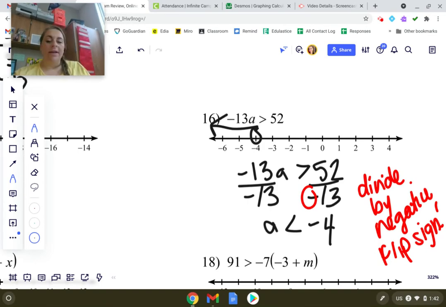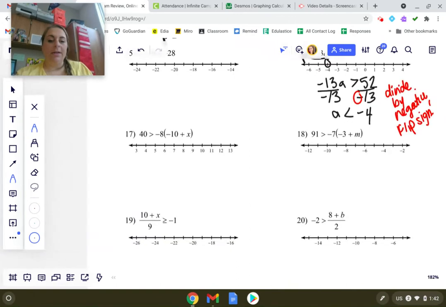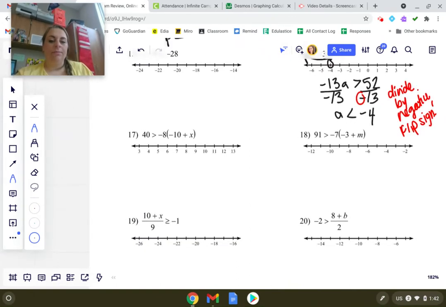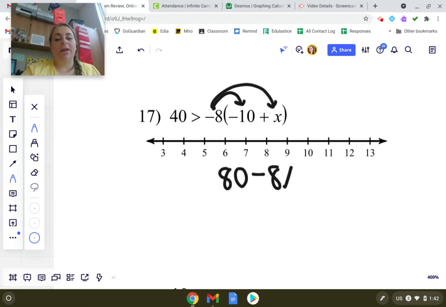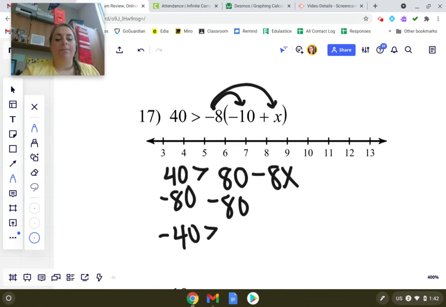All right, so the last one I want to look at is, let's say, number 17. This one's got parentheses. So the first thing I want to do is distribute those parentheses through. So -8 times -10 gets us 80, and -8 times x gets me -8x. Bring down my inequality, bring down my 40. Then we're going to subtract 80 on both sides. So 40 minus 80 gets us a -40.